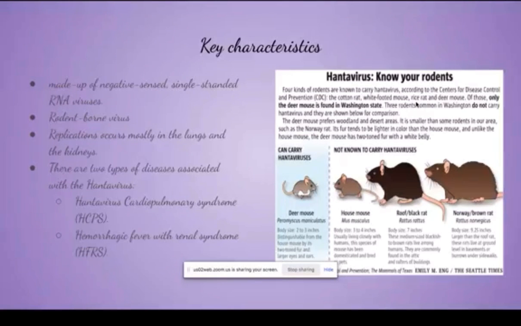There are 2 types of diseases associated with the hantavirus. The hantavirus cardiopulmonary syndrome, also known as the New World hantavirus, and the hemorrhagic fever with renal syndrome, known as the Old World hantavirus. As you can see, there's a picture of the rodents known to carry hantavirus. So the deer mouse is known to carry hantavirus. House mice, roof black rats, or Norway brown rats are not known to carry this virus.